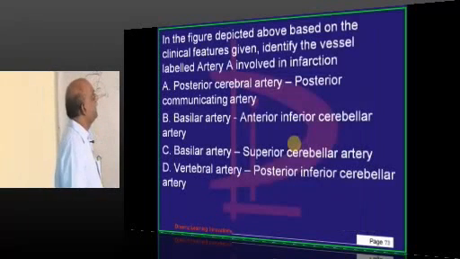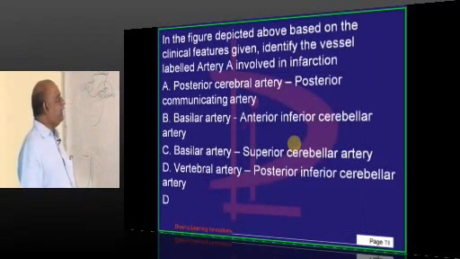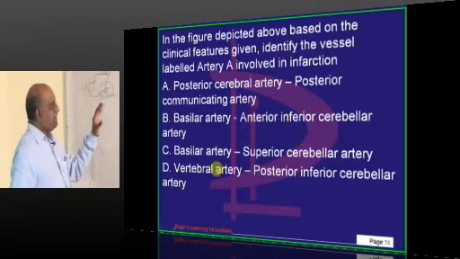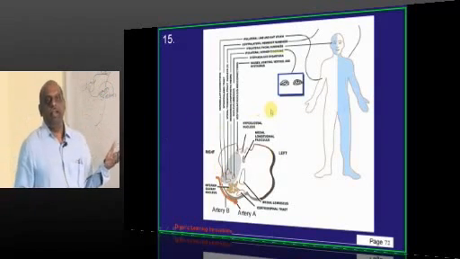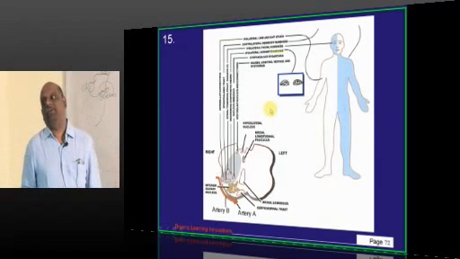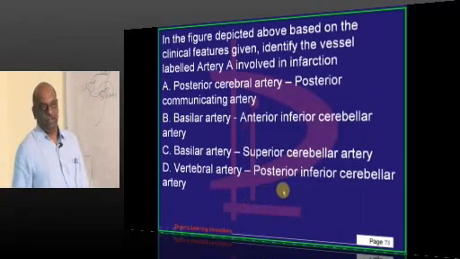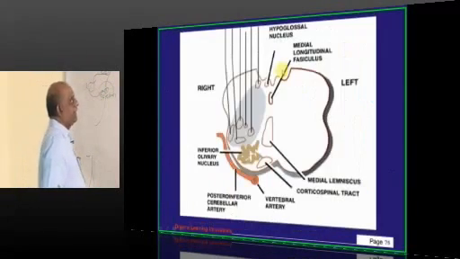Then, in the figure which is being shown, you have all the clinical features of lateral medullary syndrome of Wallenberg, which is often because of the vertebral artery or its branch, the posterior inferior cerebellar artery.